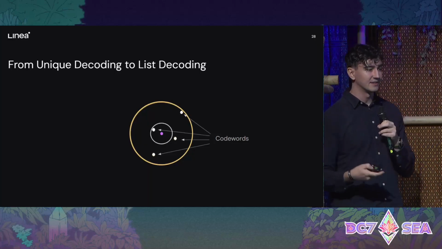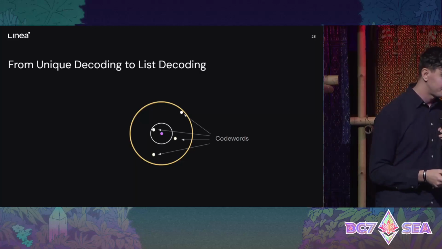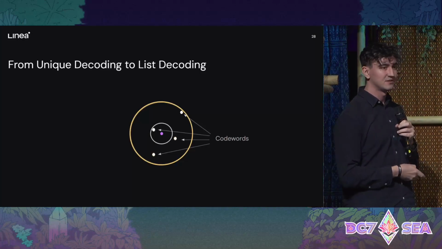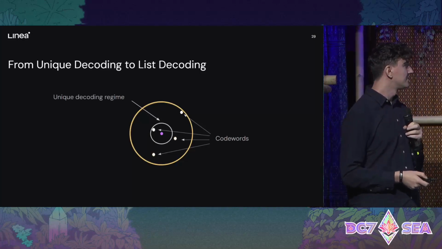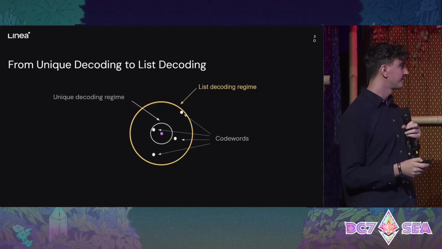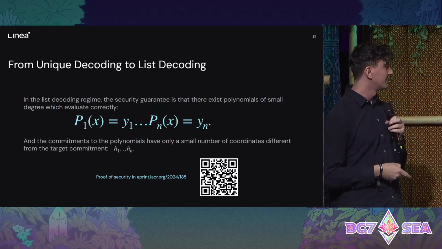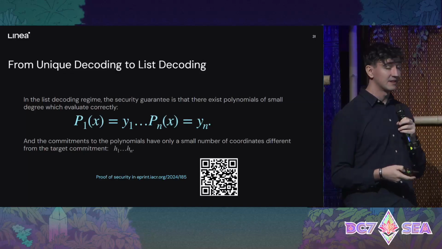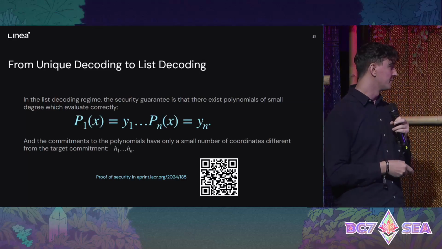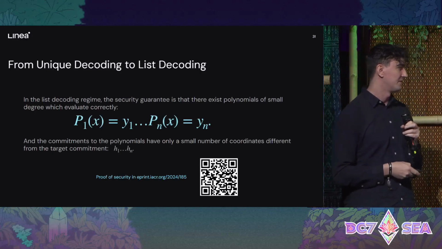However, you can also consider relaxing this parameter to be able to include multiple points that are candidates for your decoding. And the proof for our polynomial commitments can become much more complicated if you want the optimal parameters, if you want to have something that's efficient in practice. So as I said, the small one is the unique decoding regime. There's only one candidate, and the yellow one is the list decoding regime, with multiple candidates. The security guarantee that we show in the list decoding regime is that there will exist polynomials of small degree that evaluate correctly. And these commitments will have only a small amount of coordinates that are different from the target commitment that we are decoding. And if you want more details for the proof of security, you can check out our preprint. And there's also a QR code.